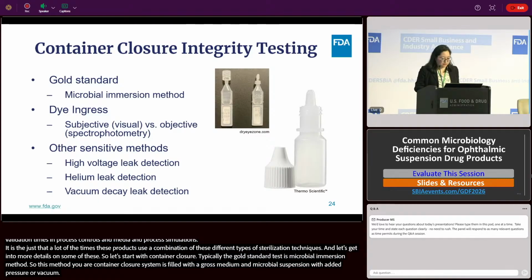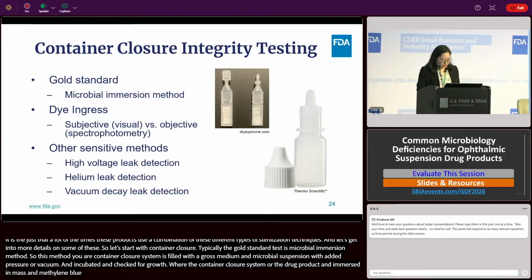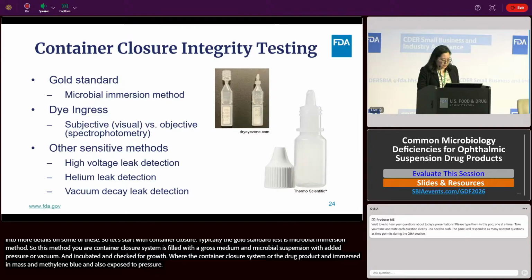Another method that is used is dye ingress, where the container closure system is filled with water or the drug product and then immersed in a dye bath. This is typically methylene blue, and it's also exposed to pressure and vacuum. For this method, the amount of dye that is entering into the container closure system is measured.